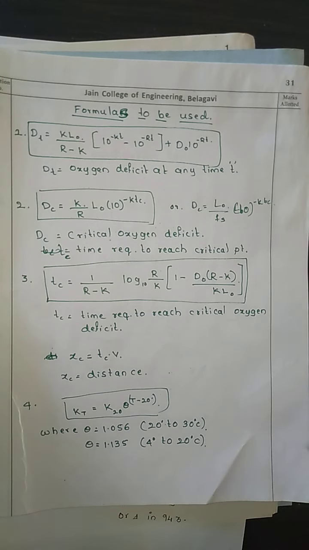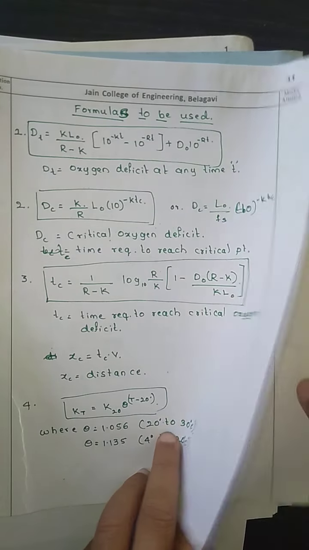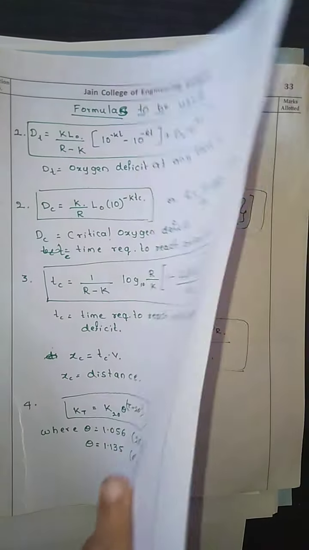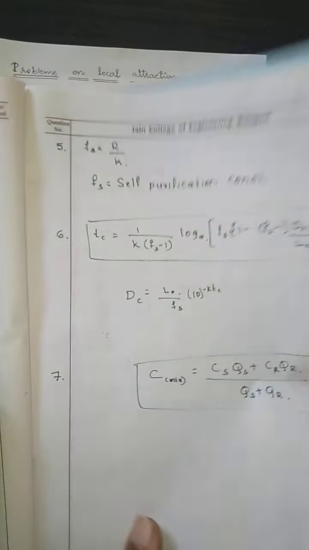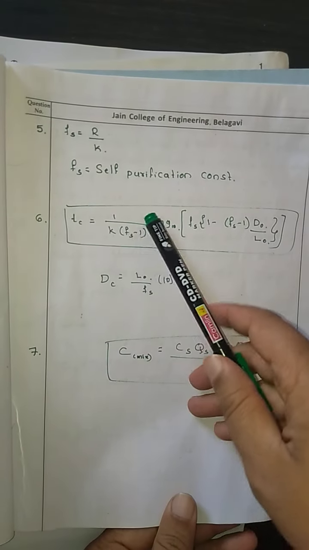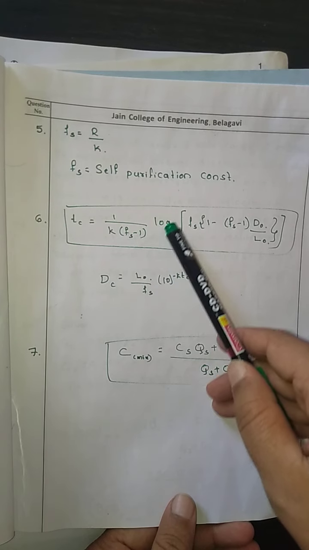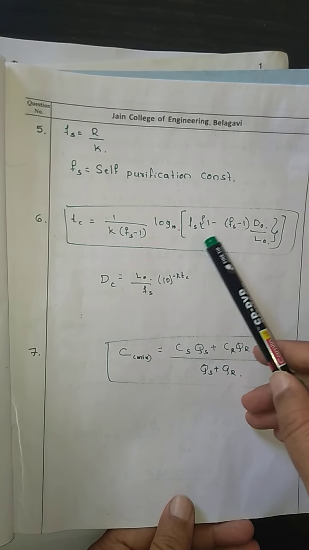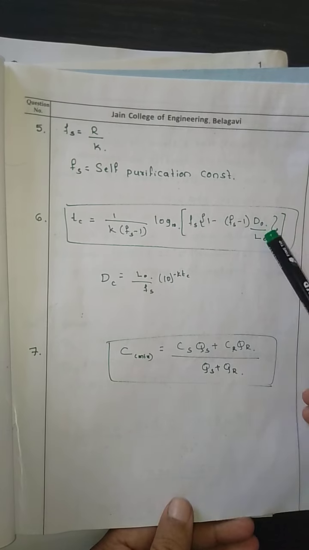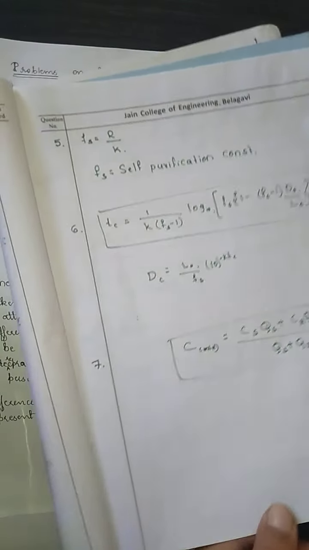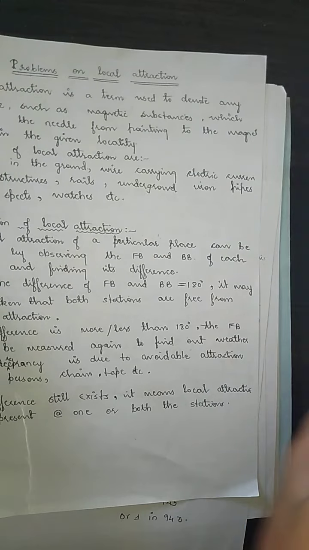Then tc, the time required to reach the critical oxygen deficit, is given by 1 divided by K into (R minus K) into log 10 of R by K into [1 minus D naught (R minus K) divided by K L naught]. This formula can also be written using the self purification constant, that is tc equals 1 divided by K into (Fs minus 1) log 10 of Fs into [1 minus (Fs minus 1) D naught divided by L naught]. So we can also calculate it like this.